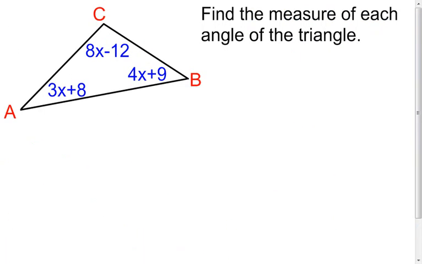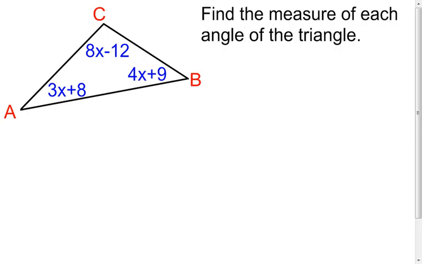Let's go on to my next one. Here again, I want to find the measure of all 3 angles in the triangle. Notice it gives me the measure of all 3 angles in terms of x. Well, now you got to think back to your triangle angle sum theorem, which says if you add the 3 angle measures together, it's going to equal 180 degrees, and that's what I'm going to do.